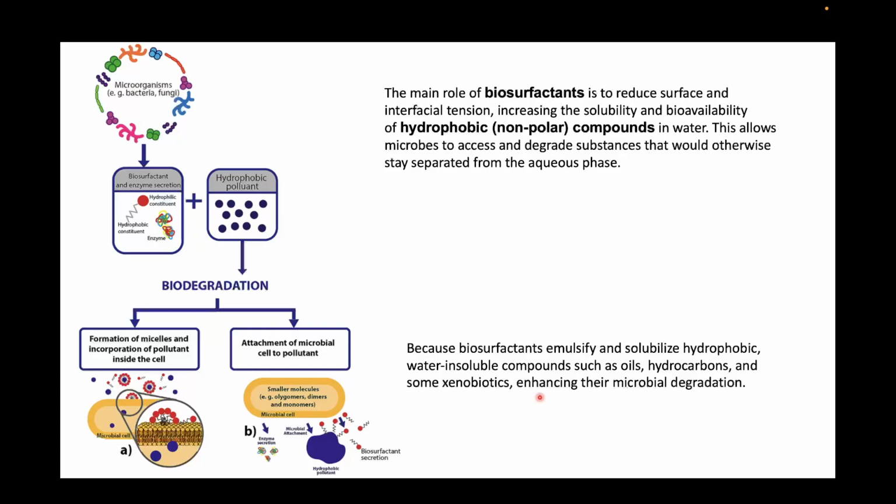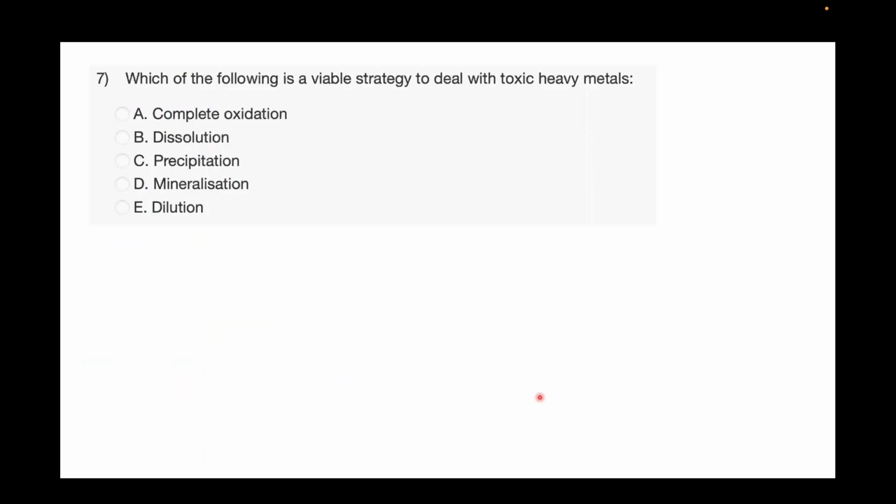Okay. Let us move to the next question, question number 7. Which of the following is a viable strategy to deal with toxic heavy metals? Which of the following is a viable strategy to deal with toxic heavy metals? Option A, complete oxidation. Option B, dissolution. Option C, precipitation. Option D, mineralization. And option E, dilution.